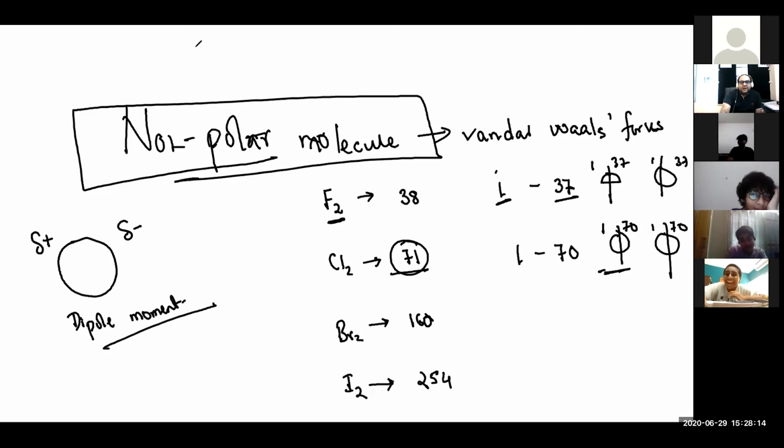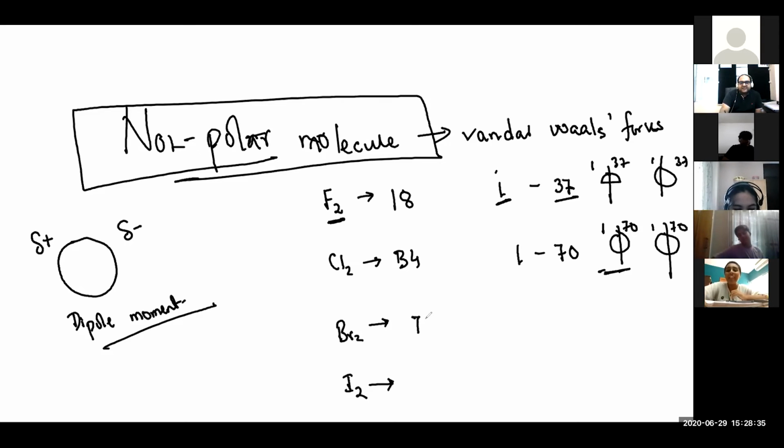I'm correcting it. So fluorine is 18. Chlorine would be 34. Yes, now it's right. Exactly. I was also confused. So bromine, 70. 35, 70. 35 into 2. Or iodine, 254. 106. 53 into 206.